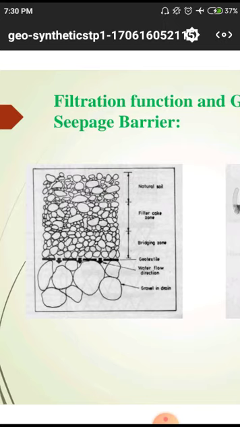Why? Because the void ratio depends upon the particle size. If the particle size is very high, the void content is also very high. First of all, the top layer is this natural soil. In this natural soil we have an arrangement of particles, a combination of large and small particles.